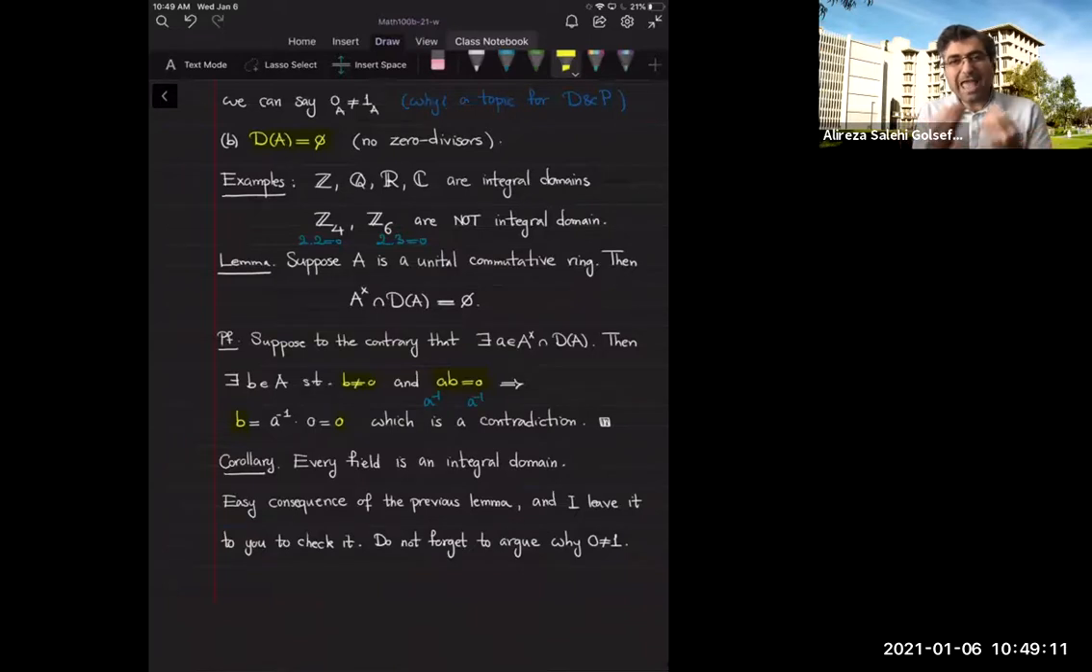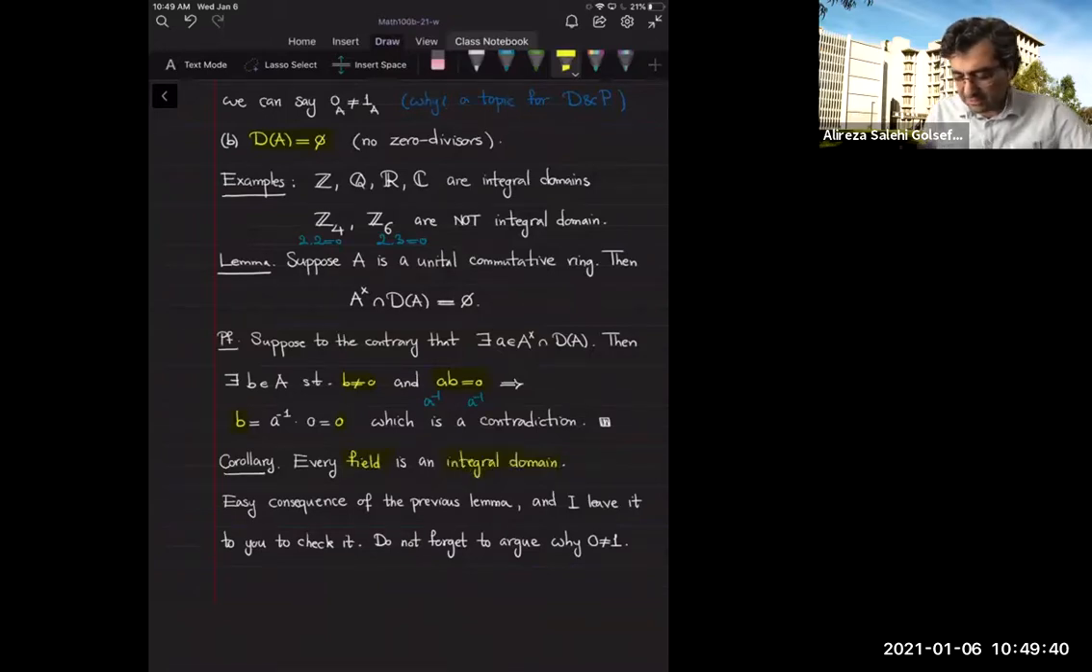Now, if every non-zero element is a unit, this means we do not have a zero divisor at all. This means we have an integral domain. What kind of ring has this property that every non-zero element is a unit? Yes, fields. So this means that we are showing that every field is an integral domain.